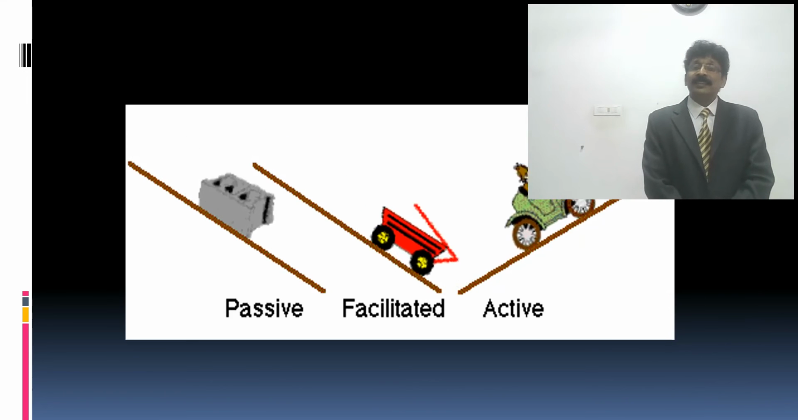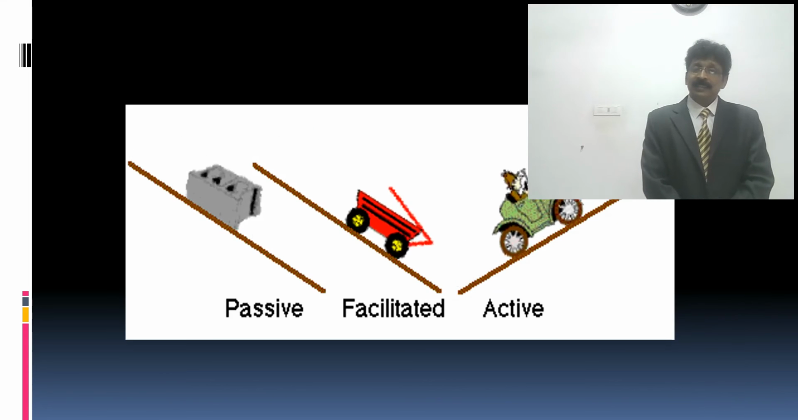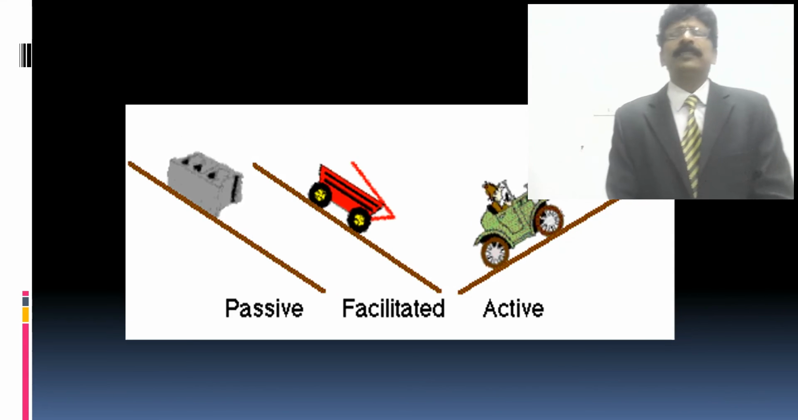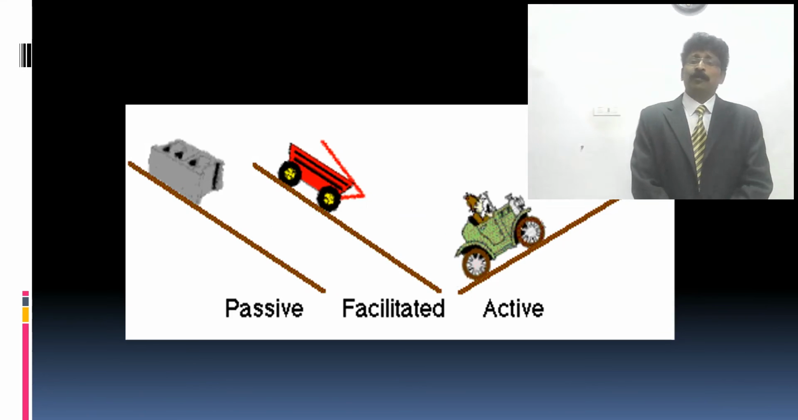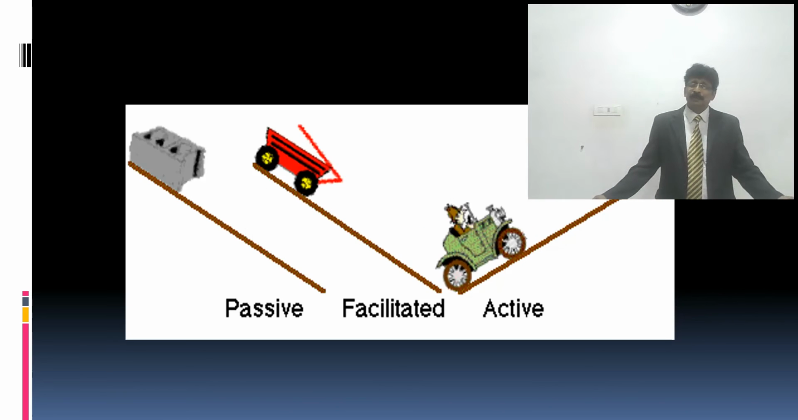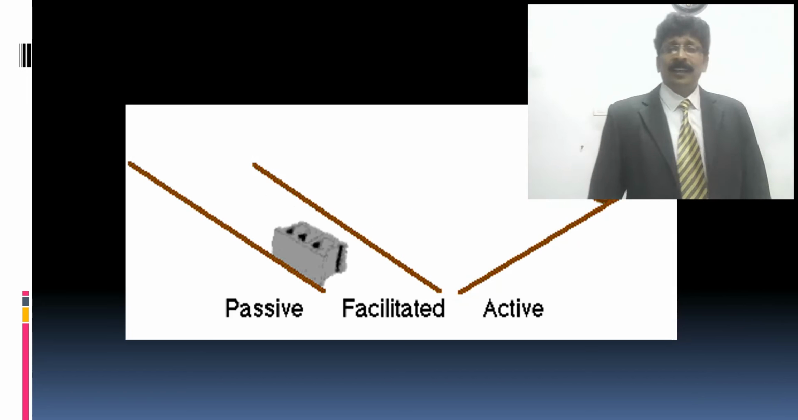It's an engine, it's a car, it needs an engine. It needs tires, it needs wheels, as well as it needs an engine. Energy is needed. So these three pictures very clearly explain for students the difference between active transport, facilitated diffusion, and passive diffusion.